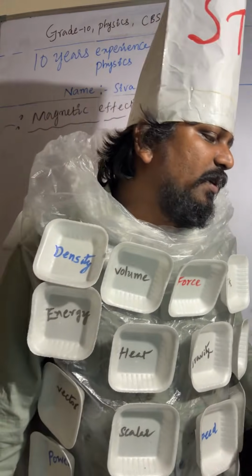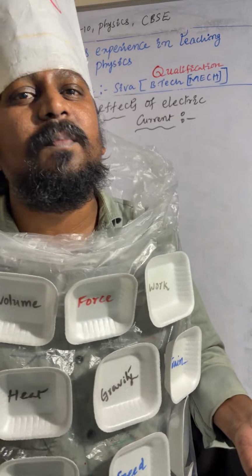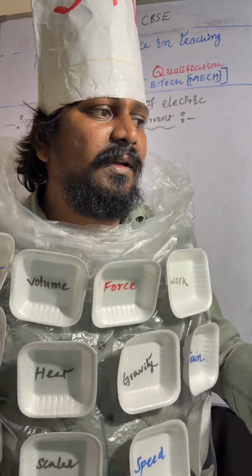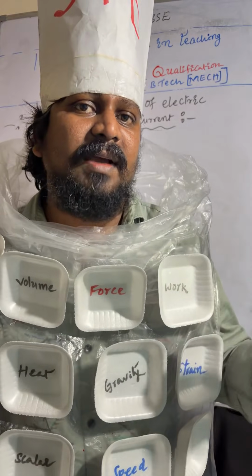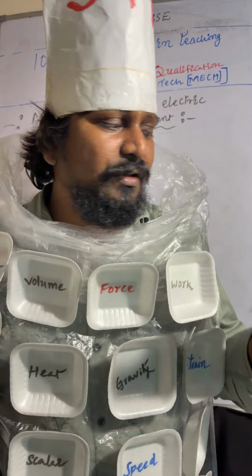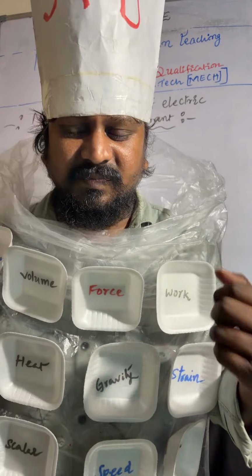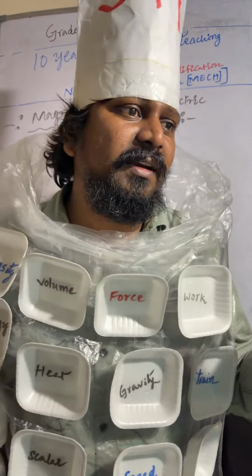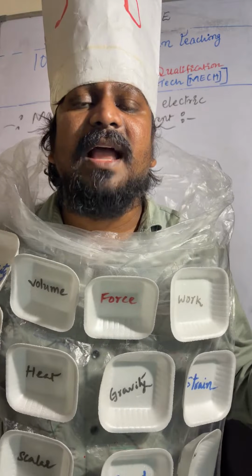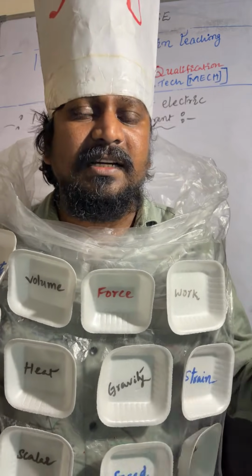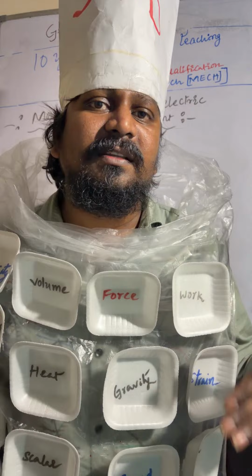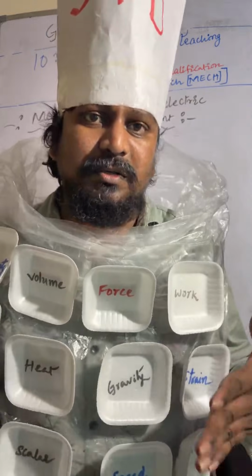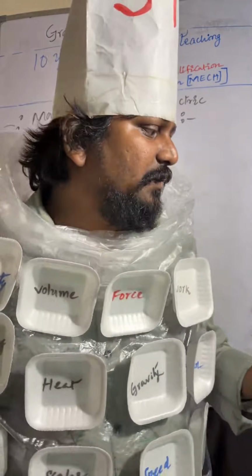Now we will discuss magnetic properties. First of all, if you suspend any magnet freely, it always shows the north and south direction. There are two types of magnets: one is the artificial magnet, another is the natural magnet. Natural magnets are those which occur in the earth. Magnetite, or lodestone, is a natural magnet.